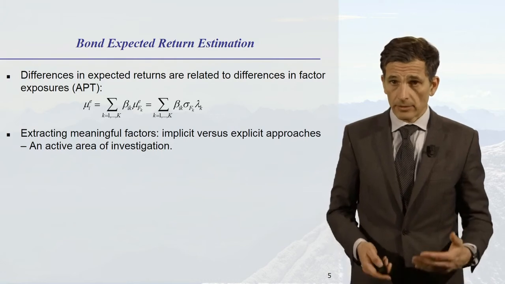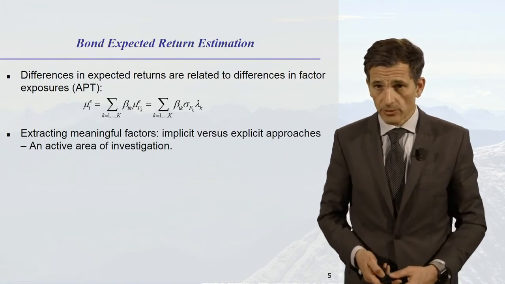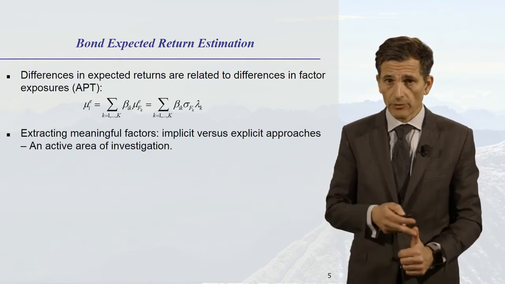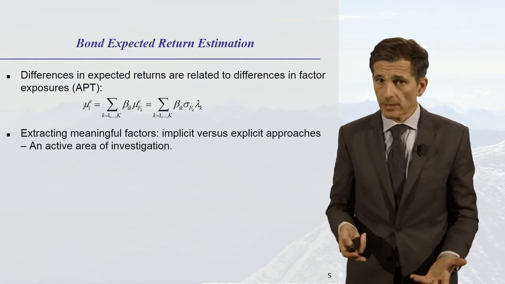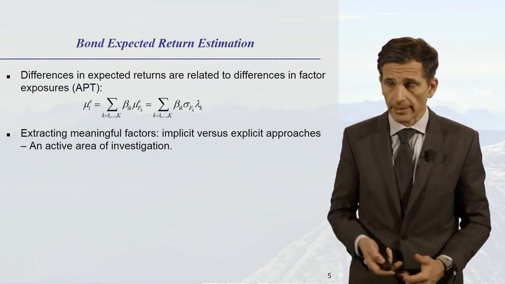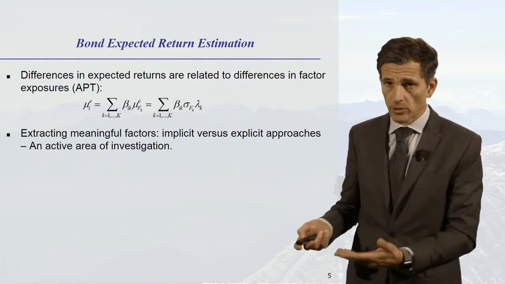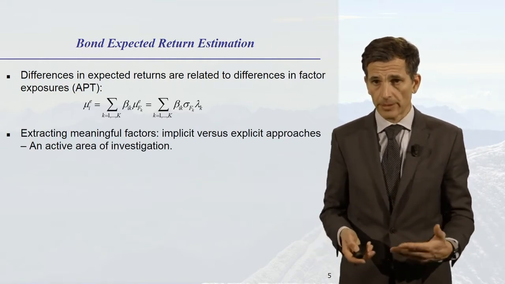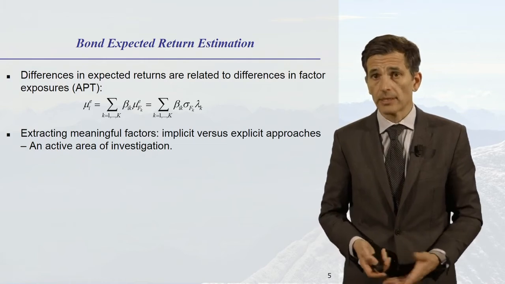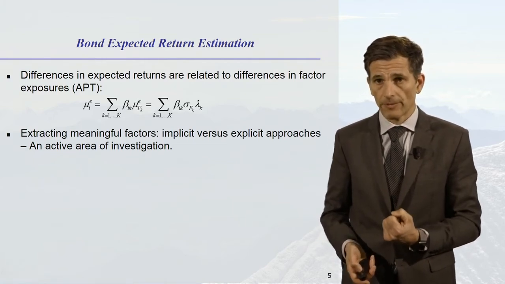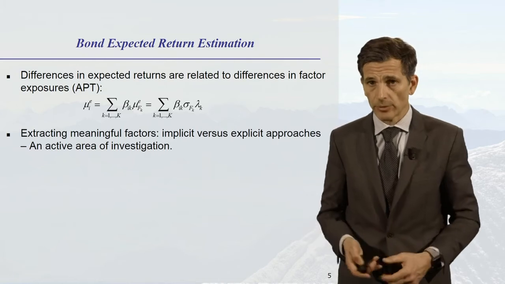Now, there are still a number of challenges to address if one wants to implement this methodology. Challenge number 1: what are the factors that we want to extract? Well, there are 2 ways to go. One is the implicit way, and I was talking about, for example, principal component analysis, which is a statistical method that we can use to extract uncorrelated statistical factors from correlated bond returns.